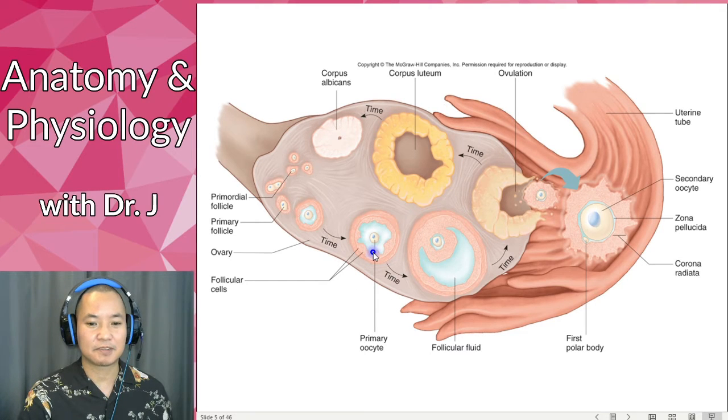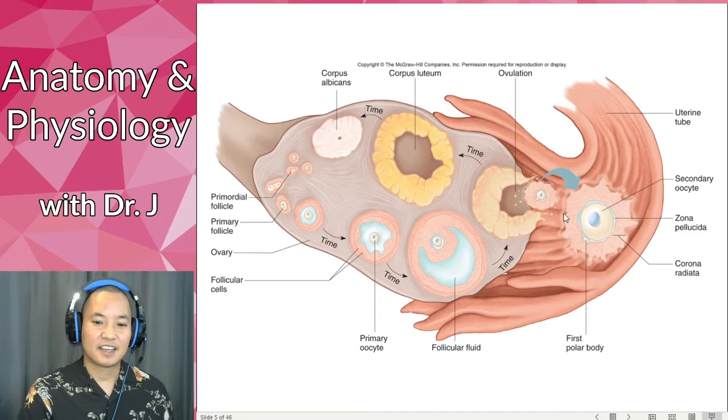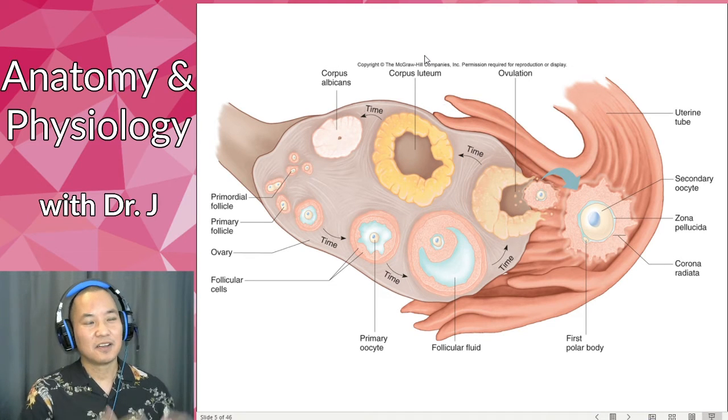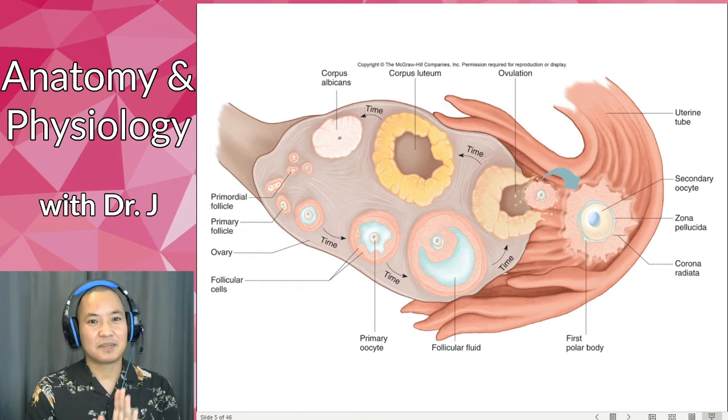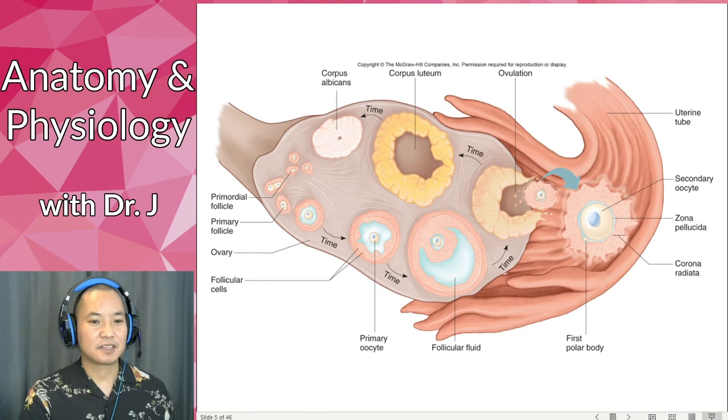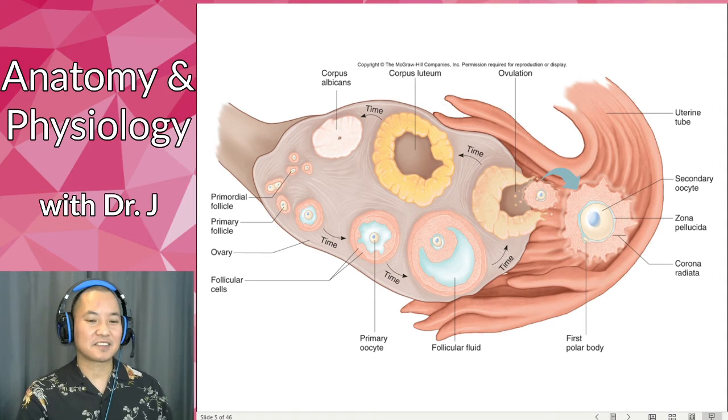Then it goes from primary oocyte to secondary oocyte, and now this leftover follicle, is it just spent? Well, the interesting thing is that this corpus luteum has no more egg in it, so it's almost like scar tissue, but it actually has a very important endocrine function. And then it finally becomes something that's replaced with collagen, and this is why it becomes white, and why we call it at this point corpus albicans. So now it's more like scar tissue.